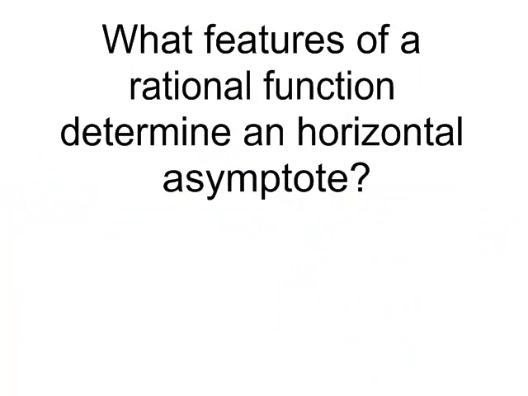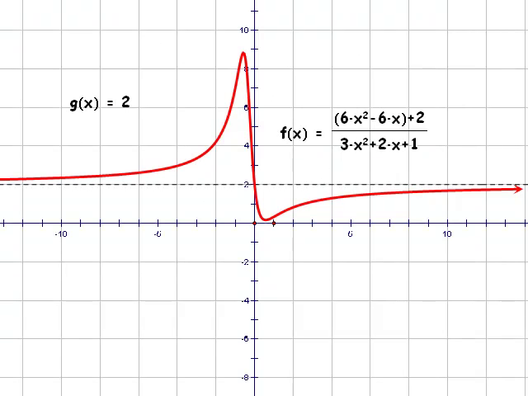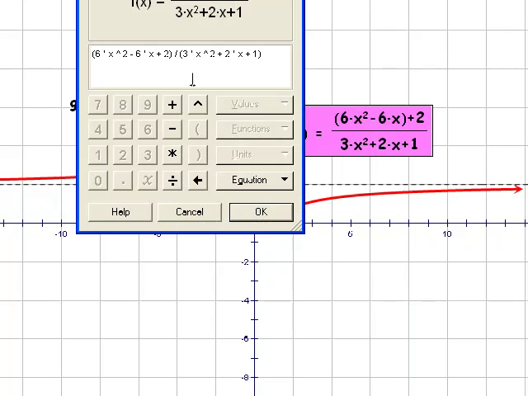And so your question is, what are the features of a rational function that determine the equation of the horizontal asymptote? And so you can experiment with this function, for example. So here it is in Sketchpad. Make sure you get the brackets around the whole top part and the whole bottom part, or Sketchpad will do funky things to you.